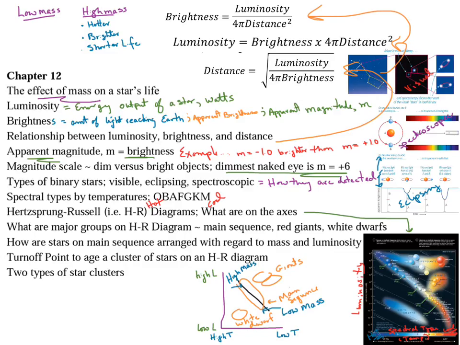Okay, one of the things that says, how are stars on the main sequence arranged with regard to mass and luminosity. So the main sequence, remember, is that black line, and you can see I've got in the upper left, high mass stars, and in the lower right, low mass stars. So that's how they're arranged on the main sequence anyway.